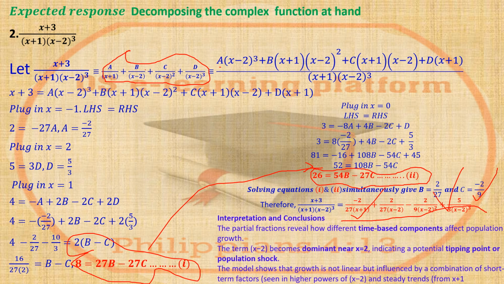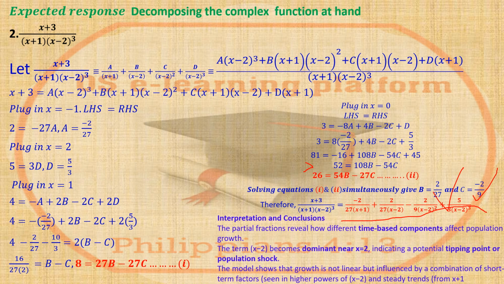The model shows that growth is not linear but influenced by a combination of short-term factors, etc. Anyway, basically that is what we need to know, but don't make life hard with the explanations. First master how to decompose. Then, as we generate more scenarios, we shall come to a conclusion on what we should actually elaborate as far as the interpretations are concerned.